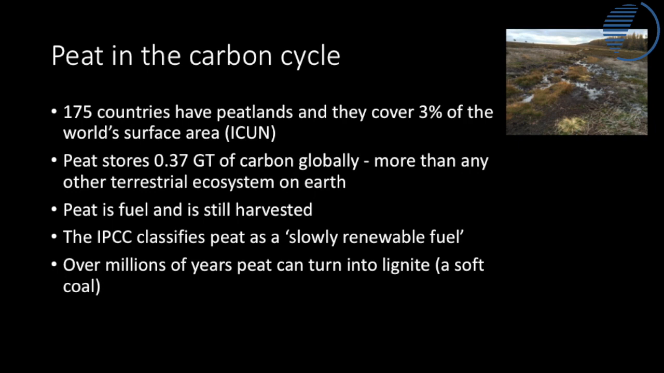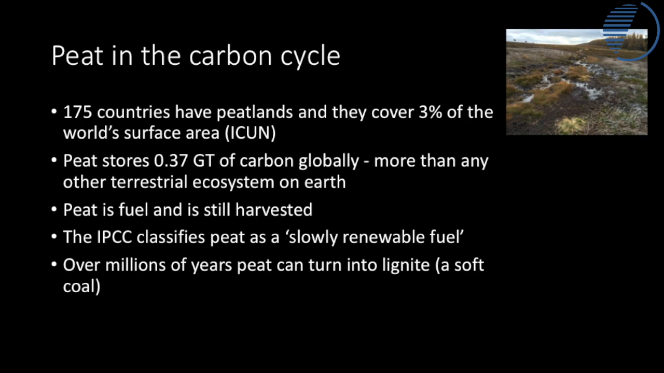So you might be thinking, I've never heard of peat. I don't think peat can be so important. In fact, it's extremely important. 175 countries have peatlands, and they cover around 3% of the total world surface area. 0.37 gigatons of carbon are stored globally in peatlands, and it's the richest store of carbon in soil.